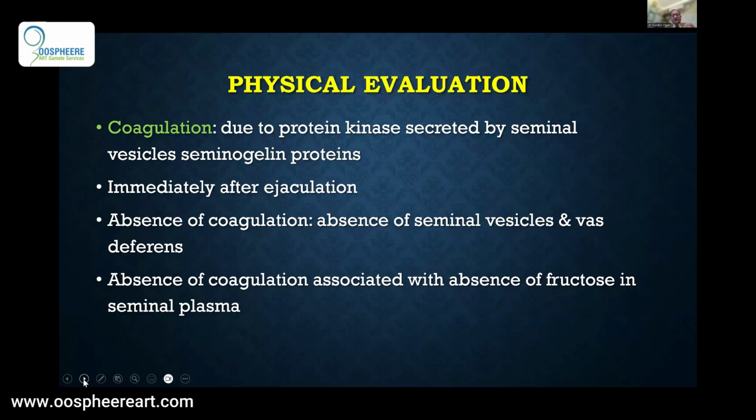So the coagulation first is due to the protein kinase enzyme. Now this is secreted by the seminal vesicles, the semenogelin proteins. So remember, the coagulation happens because of the seminal vesicle protein kinase enzyme. Now it is usually like immediately after ejaculation.